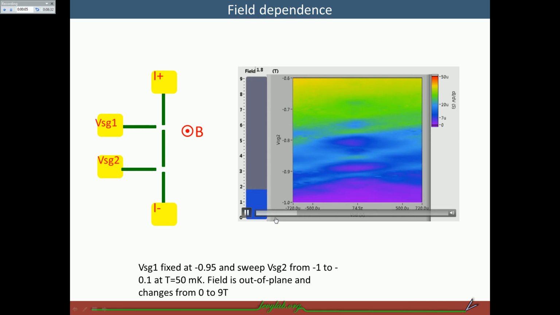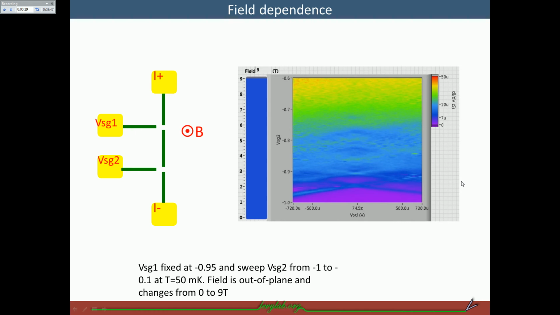And so in one sample, we have a very fine field sweep, so you can see how these patterns evolve. So at higher field, we see the checkerboard patterns are very clearly visible for the Fabry-Perot interference.